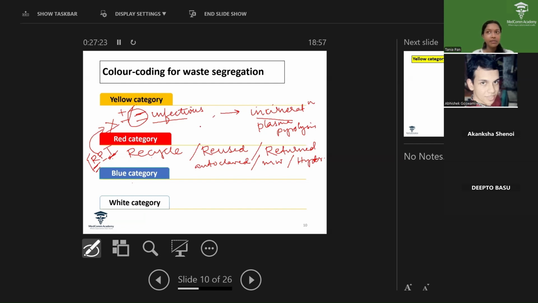We will talk about the content basically, how the biomedical waste is handled. So the third option is blue category. In blue category, B for blue, B for broken glass.